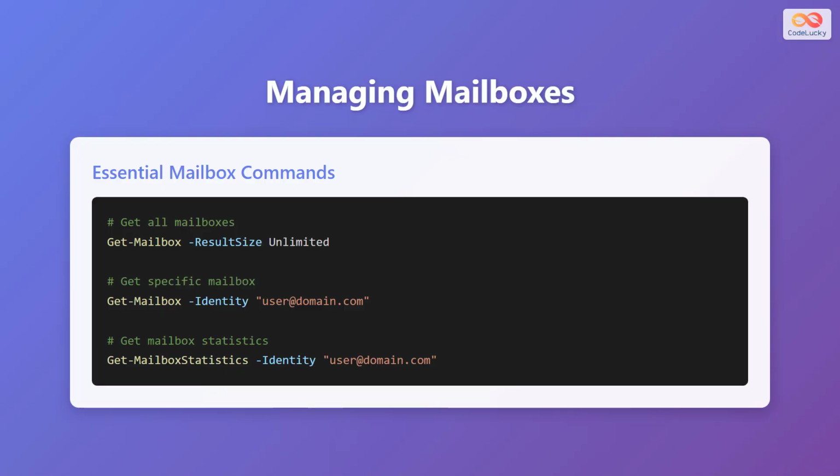The foundation of Exchange Online management is working with mailboxes. There are 3 essential cmdlets you need to know. The Get-Mailbox command retrieves mailbox information. You can get all mailboxes by using the ResultSize parameter set to Unlimited or target a specific mailbox using the Identity parameter with the user's email address. To get detailed statistics about a mailbox, such as size and item count, use the Get-MailboxStatistics command with the Identity parameter. These commands are fundamental for auditing, reporting, and troubleshooting mailbox issues in your organization.